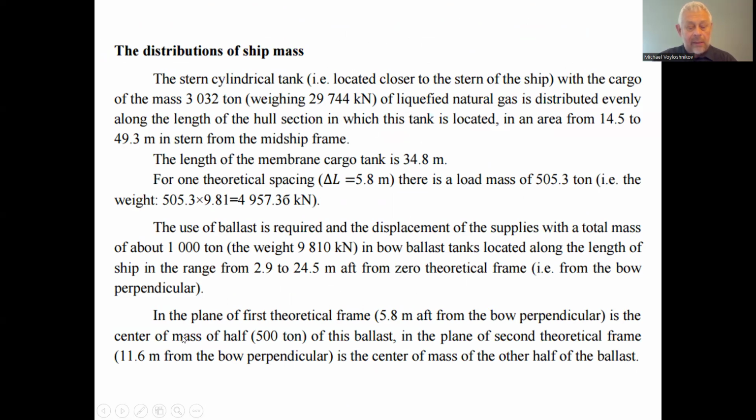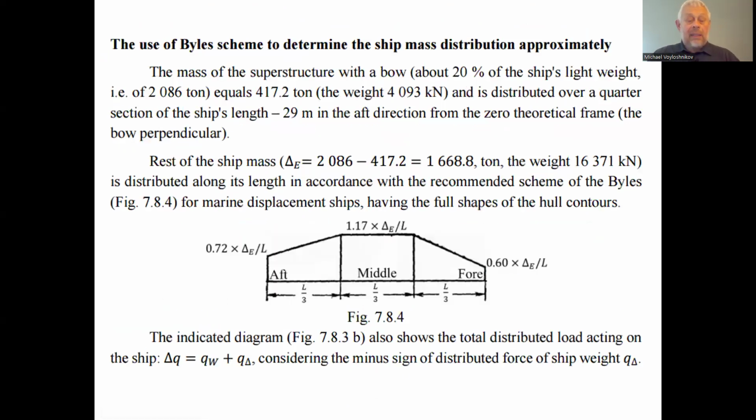Yeah, in the plane of the first theoretical frame, 5.8 meter aft from the bow perpendicular is the center of the mass of the hull for 500 ton. Yes, we did talk about that. And what about the ship itself?